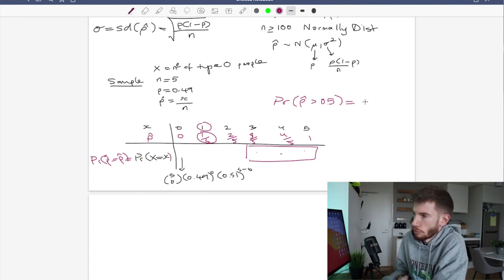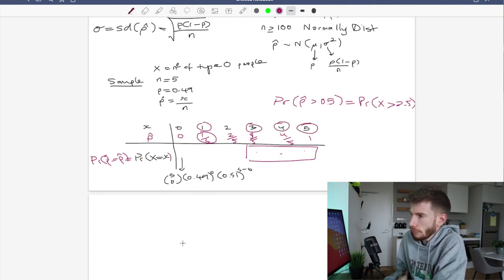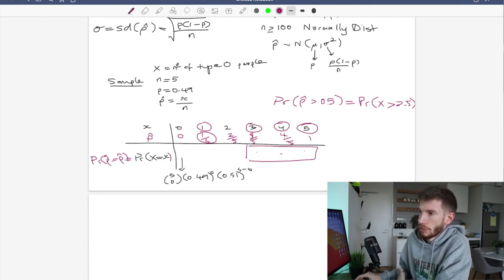But we can also, if you prefer, think of it as saying the same thing as what's the probability of x being greater than half of my sample, which is 2.5. And so really, because this is discrete, that would be the probability of x equaling 3 plus the probability of x equaling 4 plus the probability of x equaling 5, like that. There we go. So that's how we can do binomial distributions.